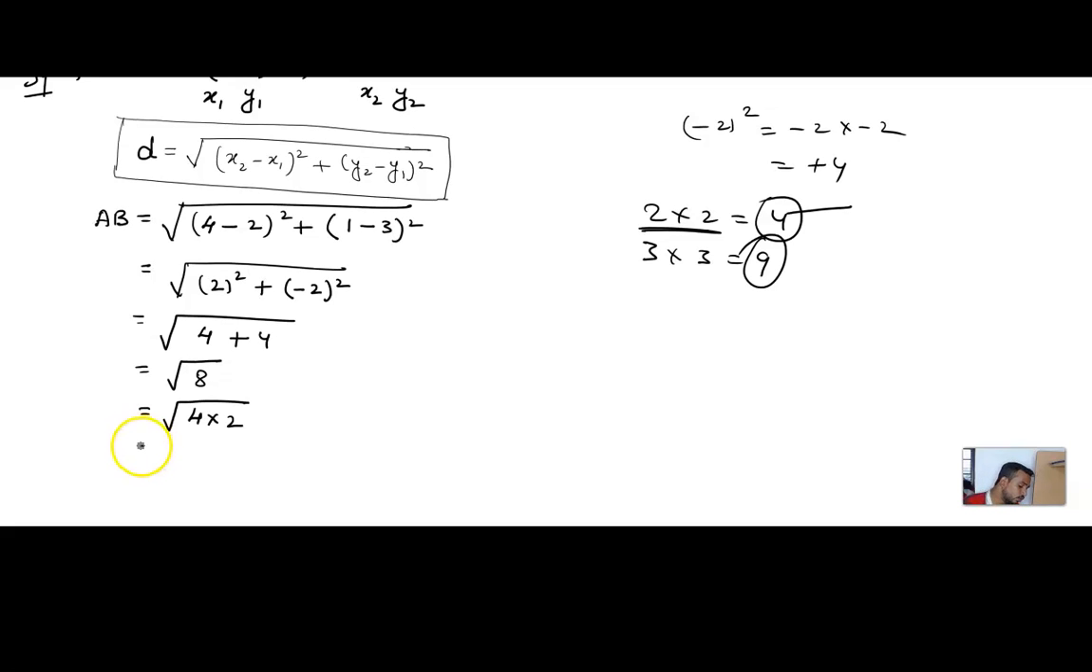Then what can we do? What is the square root of 4? If 4 comes out from the root, it becomes 2. So root 4 is 2. Then what is left inside the root? 2. 4 comes out, it becomes 2. Now 2 is left inside.